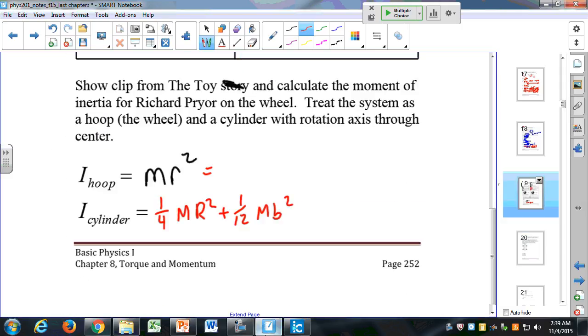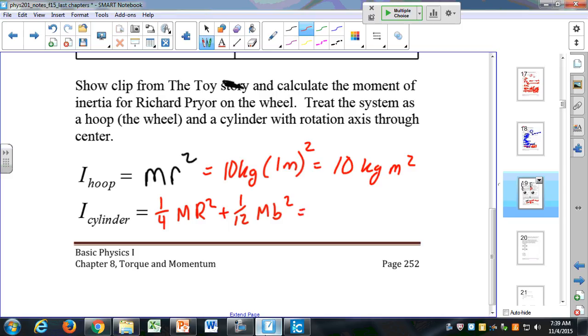We'll assume for the hoop a mass of, say, 10 kilograms times a radius. What's the radius of that hoop, roughly? No, it's the diameter that is about 2.5 meters. So we'll just say that the radius is about 1 meter because Richard Pryor is about 2 meters tall. We'll say it has a radius of 1 meter, just to keep the numbers simple. So that gives us 10 kilogram meters squared here.